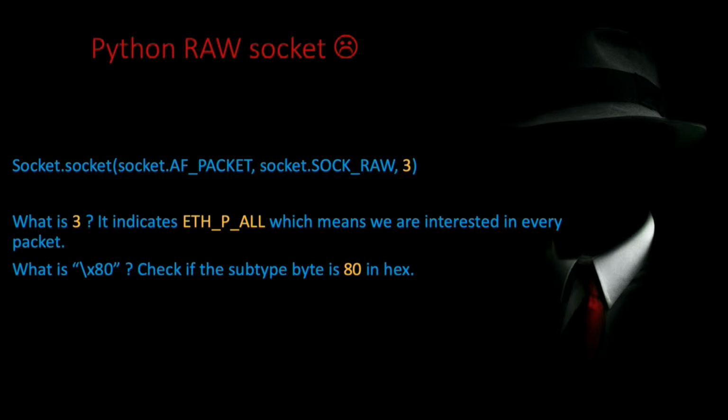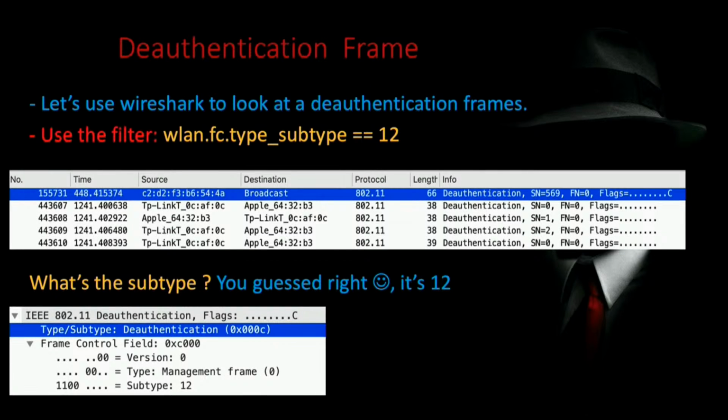Here, like I said, the number 3 indicates that we're looking for every frame. Let's look at the deauthentication frames. If you want to use a filter in Wireshark to just look for deauthentication frames, you can use this filter: wlan.fc.type_subtype equal 12. 12 is the number of the subtype.